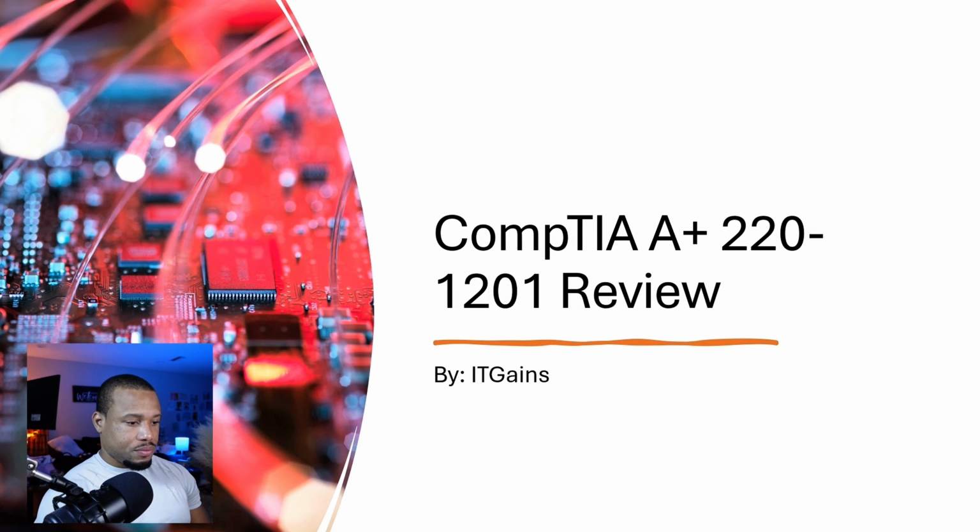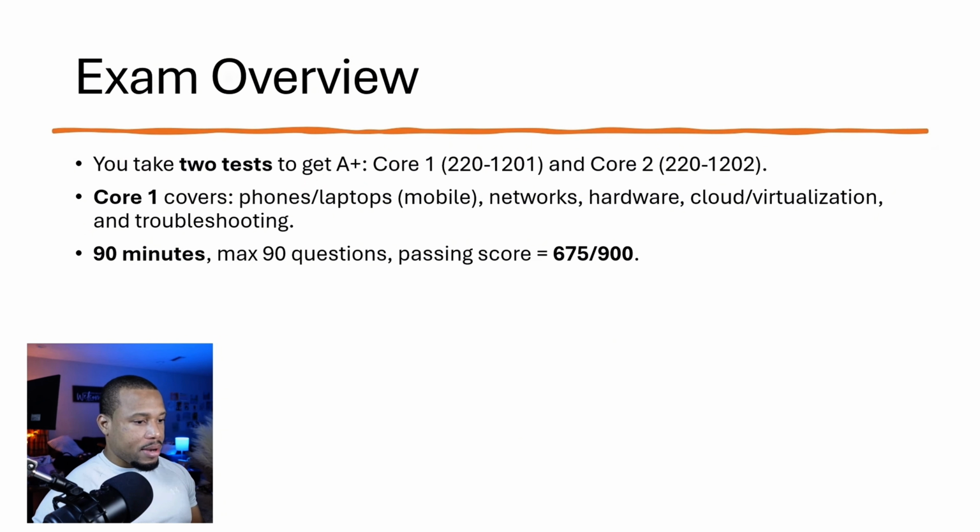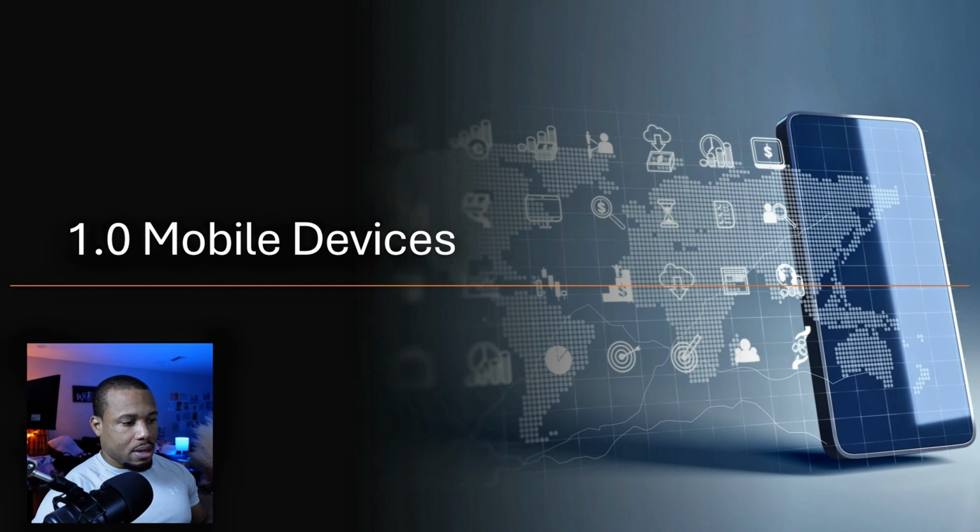Now, this exam is a two-part exam, right? To get A Plus certified, you got to take two parts, the Core 1 and then the Core 2. This reviews on the Core 1 and it covers more like phones, laptops, mobile devices, networks, hardware, cloud virtualization, and troubleshooting, okay? You have 90 minutes, max 90 questions, and you have to score about a 675 out of 900, okay? Which is very doable as long as you put that work in and you study, right? Domain 1, mobile devices, all right?